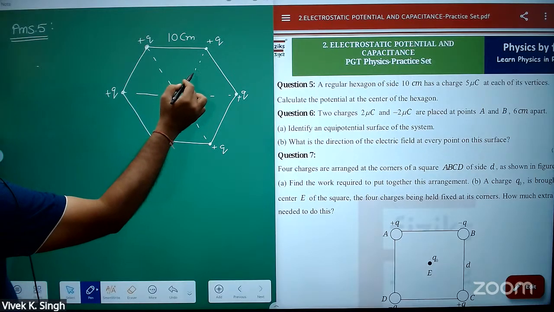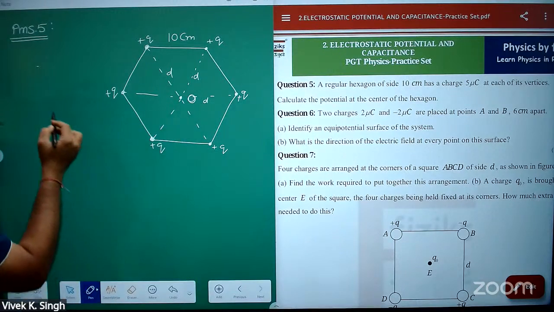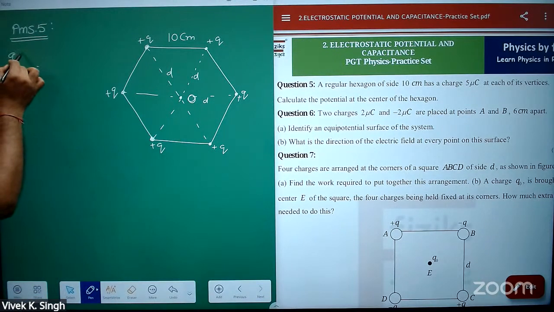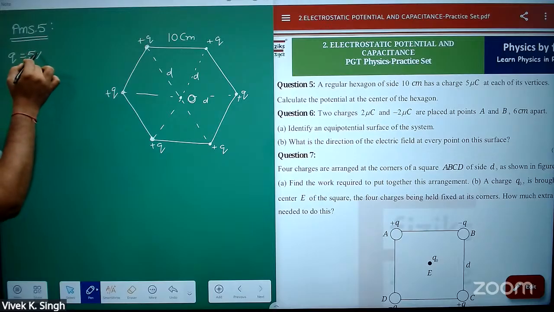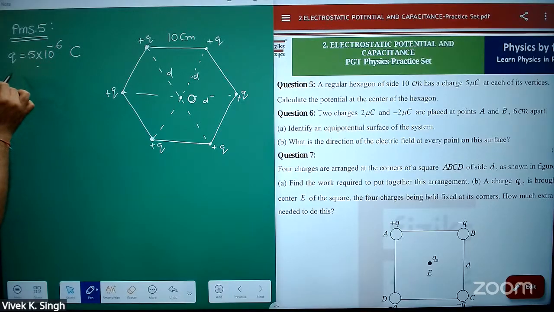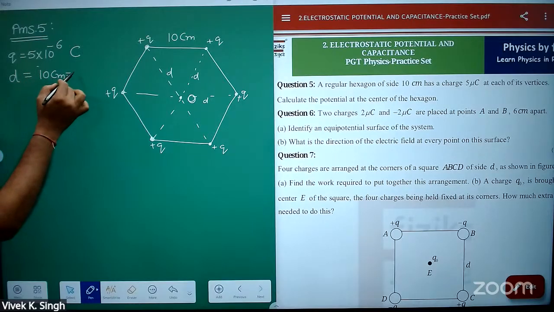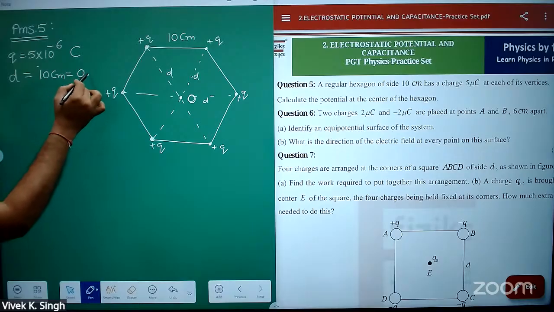So let's see, each distance will be D. Q is 5 into 10 to power minus 6 coulombs, and distance D is 10 centimeter. 10 centimeter is 0.1 meter.